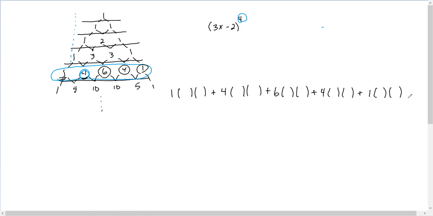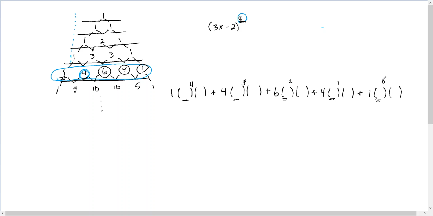The next thing I'm going to do is put in my exponents, and here's how I do that. I'm raising something to the 4th power, so I'm going to start with a 4. That's on the first thing that's multiplied. Then over here, I'm going to write a 3, then a 2, then a 1, and then a 0. See how my exponents are decreasing? 4, 3, 2, 1, 0.